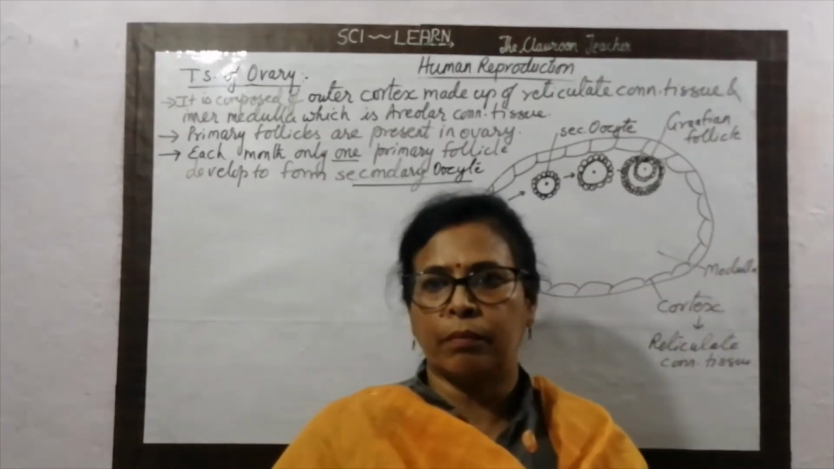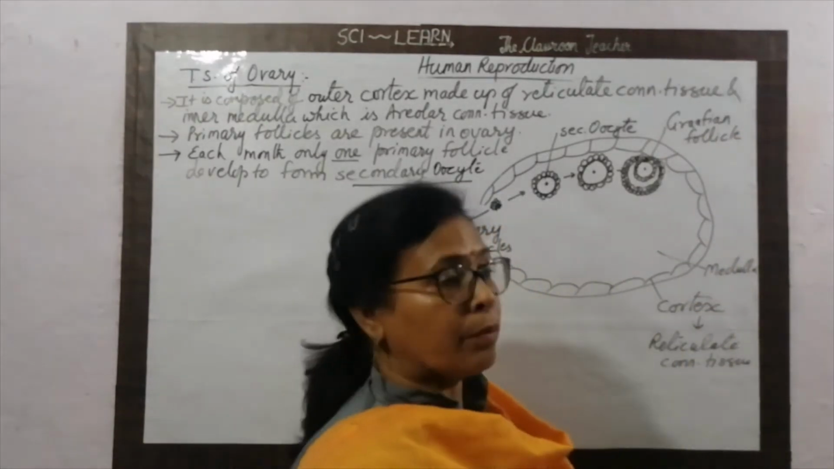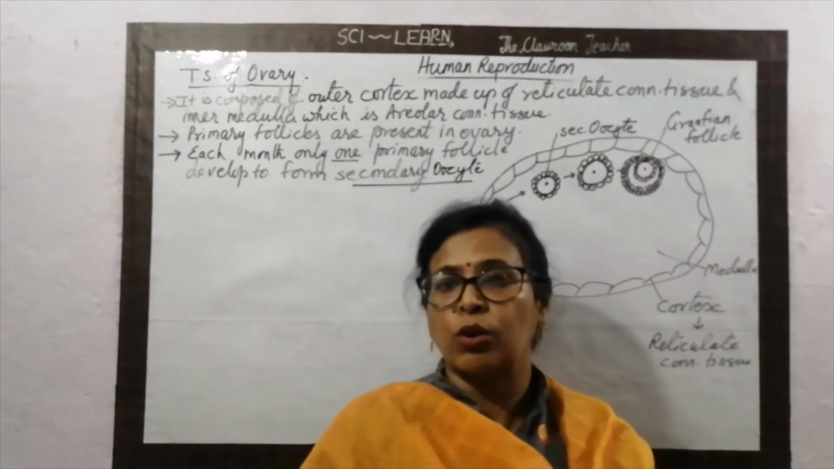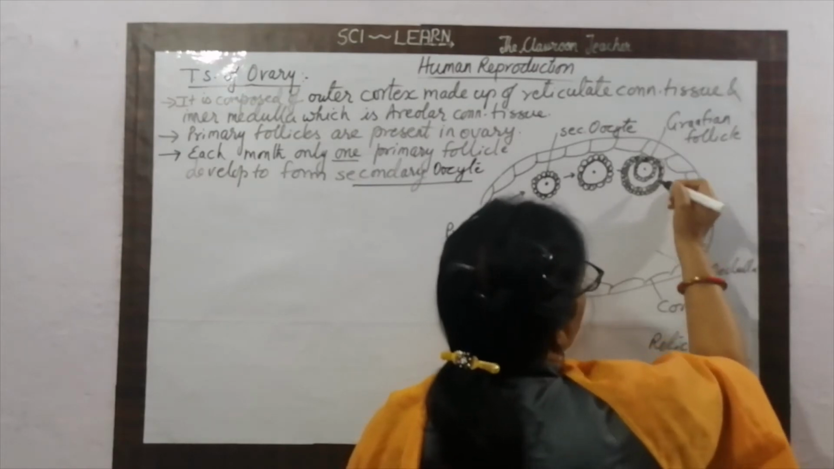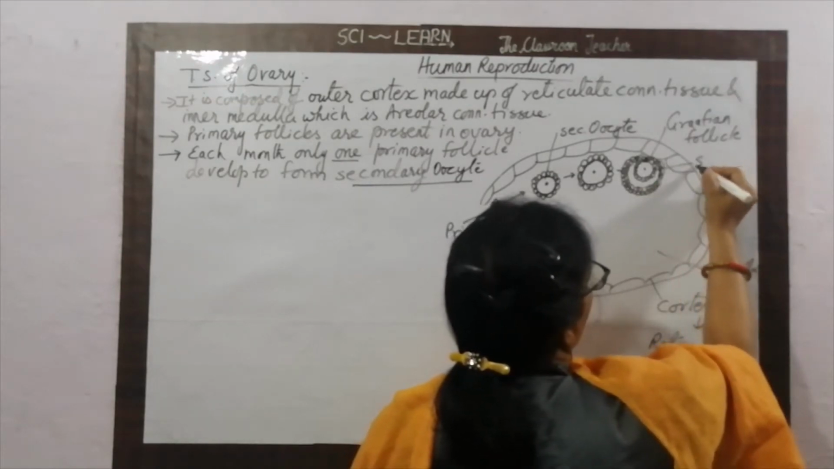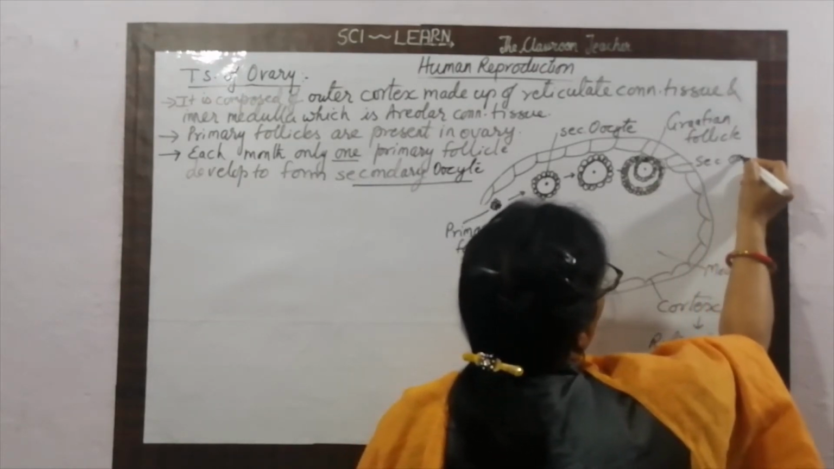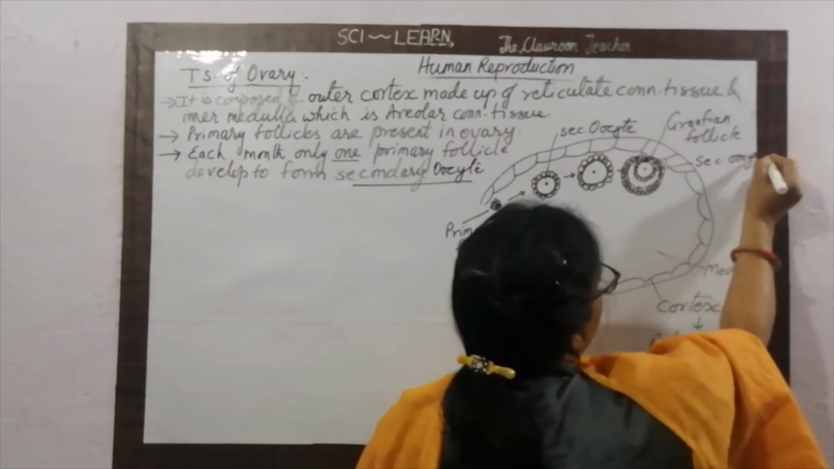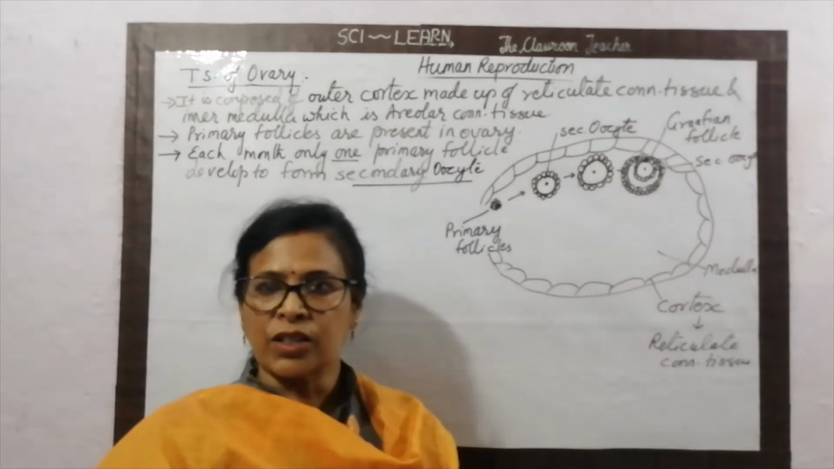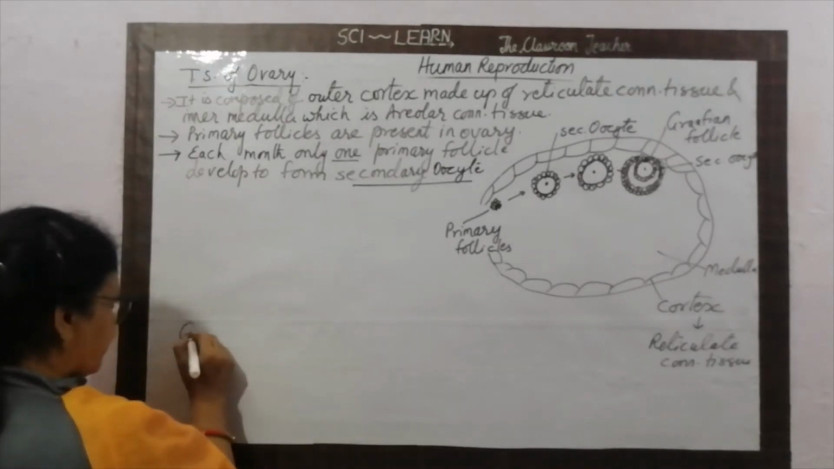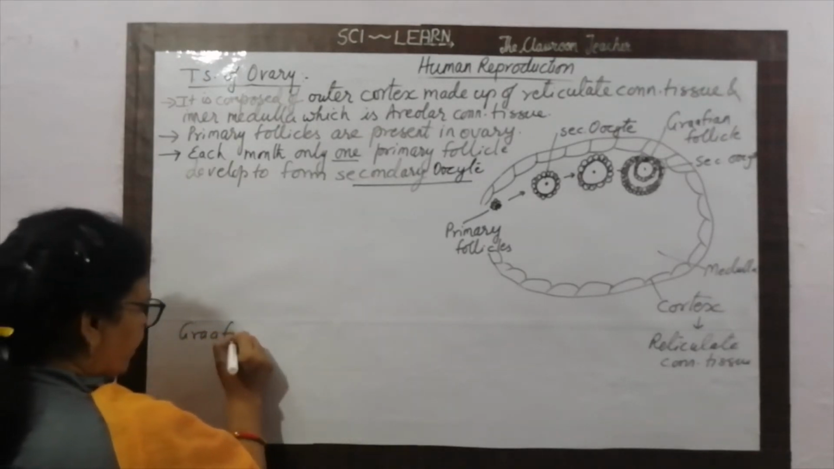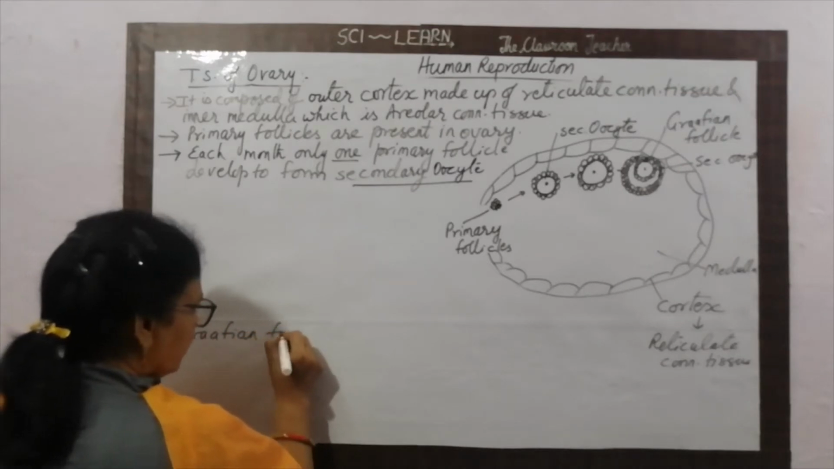It is named after the person who discovered it. This complete structure is called the Graafian follicle, and this is the secondary oocyte. Now, what is the structure of the Graafian follicle? You must see here.